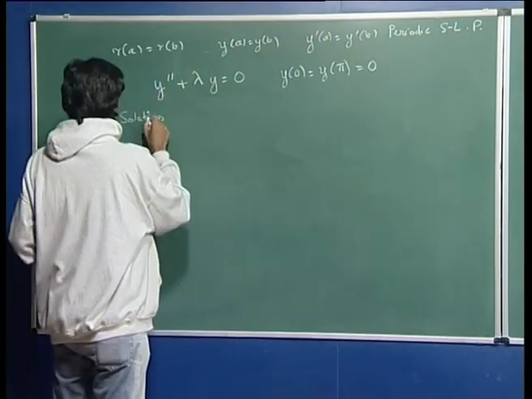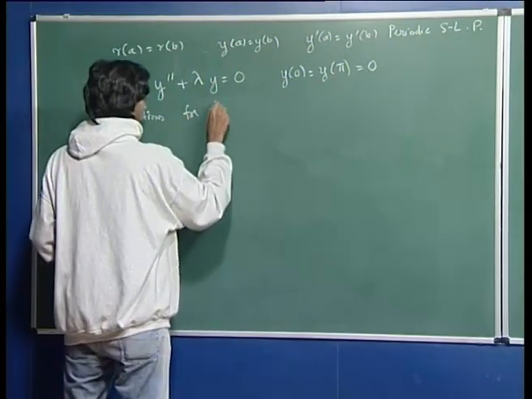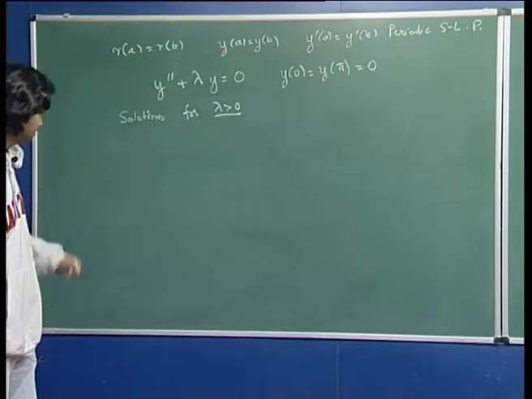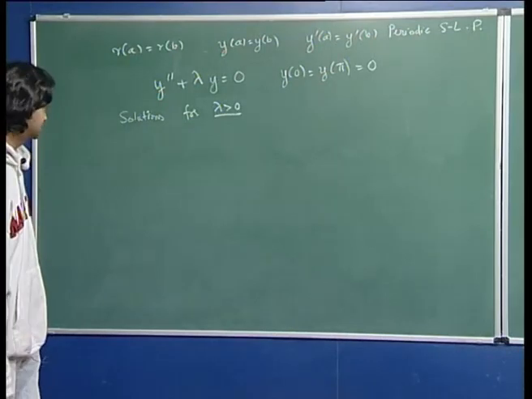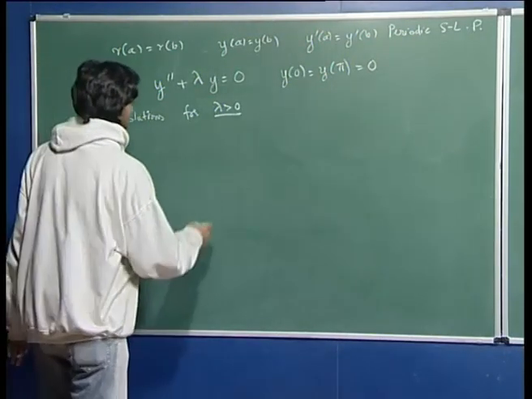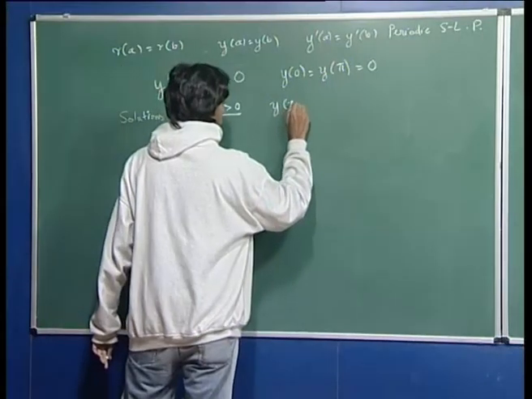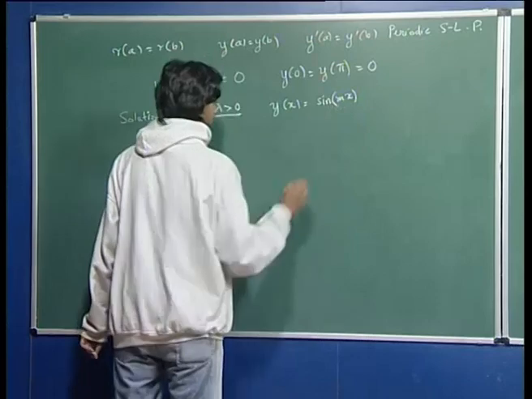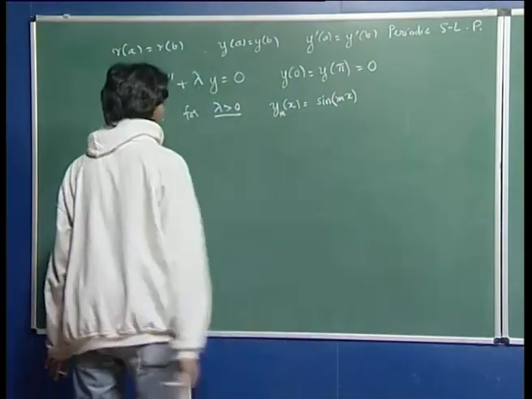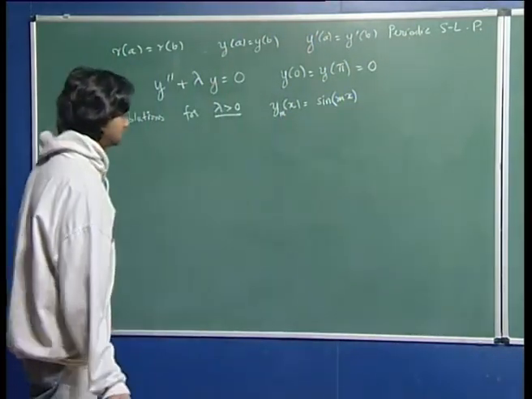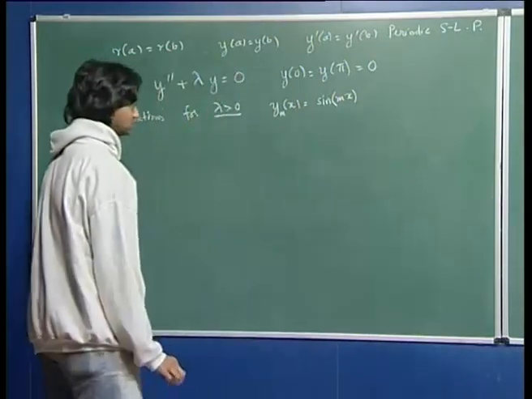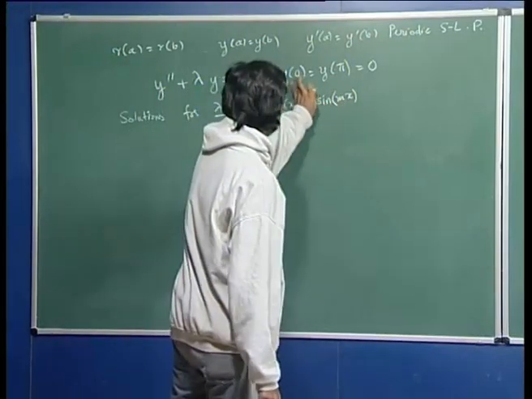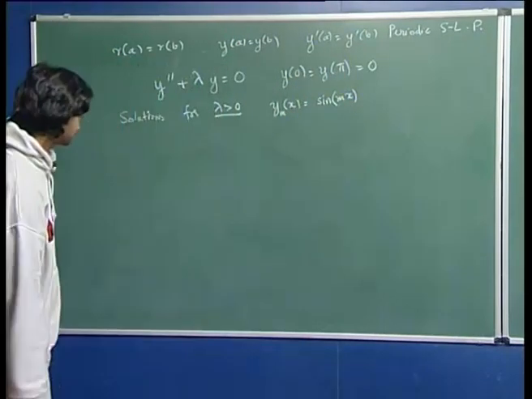we can immediately say the solutions, for lambda greater than 0. So, let us take lambda greater than 0. If you take lambda greater than 0, then the solutions are sin mx. So, y m of x is sin mx. You can put some constants if you want, but I will just look at this. So, sin mx will ensure that it satisfies both these boundary conditions.